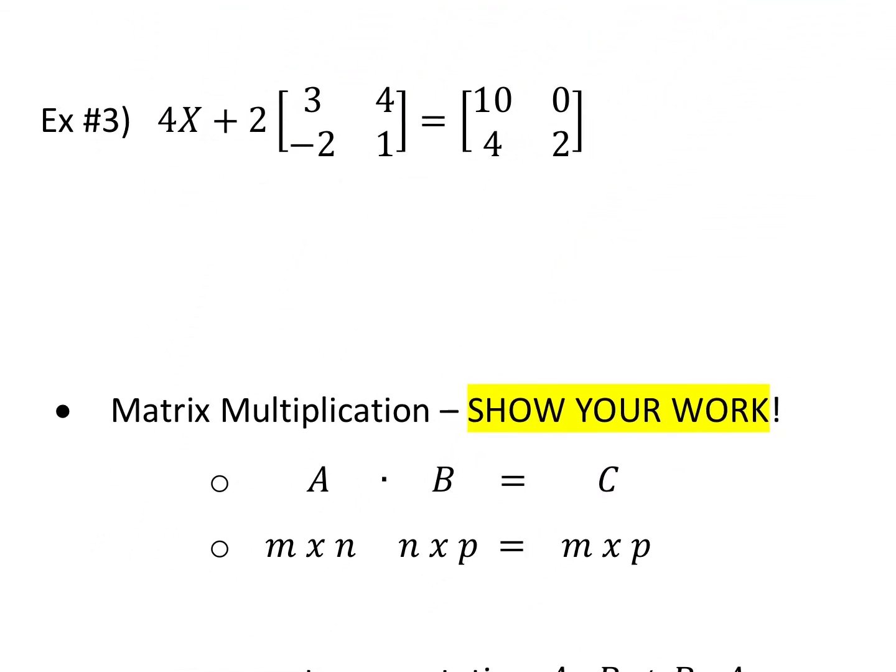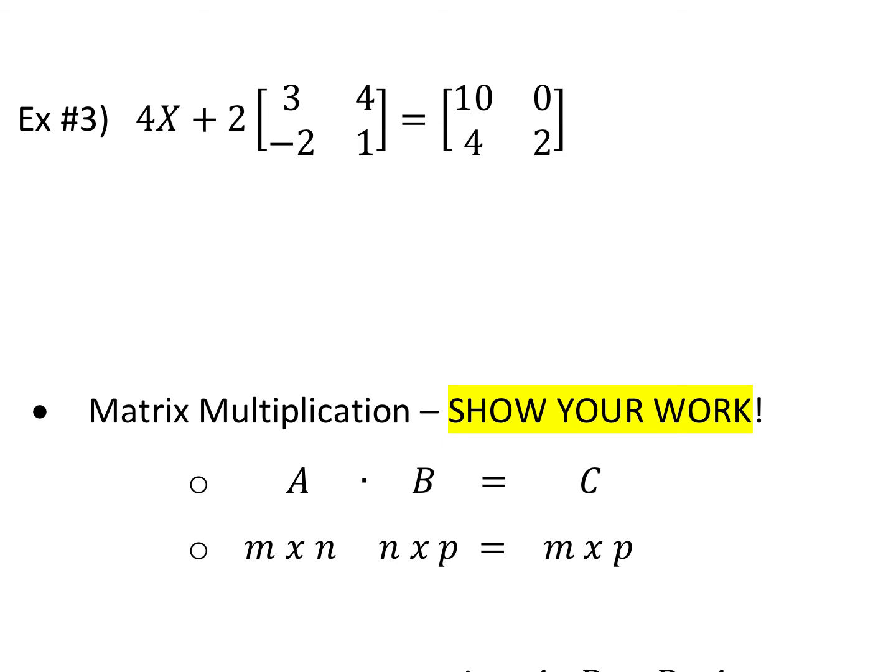Okay, example 3. Getting a little fancier now. What do you suppose you do first here? 4x plus 2 times the matrix 3, 4, negative 2, 1 is the matrix 10, 0, 4, 2.